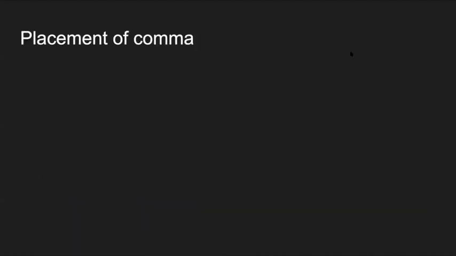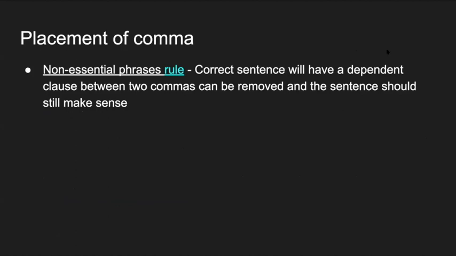Second is placement of comma. So now we're doing rules. So the rules are blue. So we have errors and we have rules. Placement of comma, non-essential phrase rule. That's an entire one rule. It's the naming we'll use.